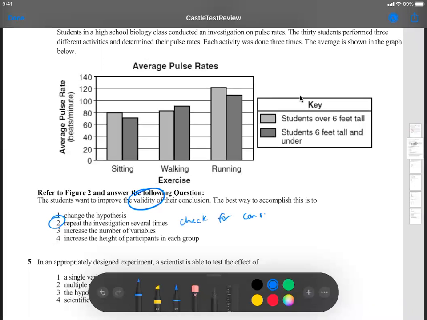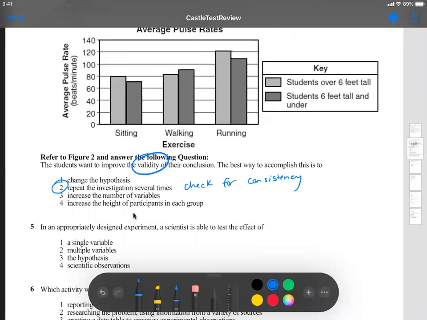Absolutely, right? You're checking for consistency. You're checking to see if you got the same results multiple times. So that's going to improve your validity. Great job. All right, number 5.